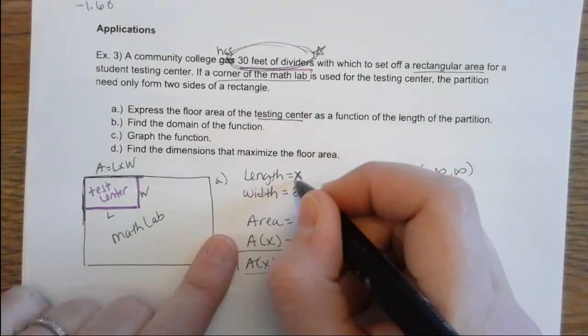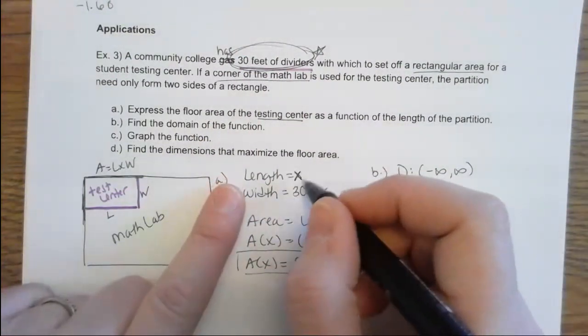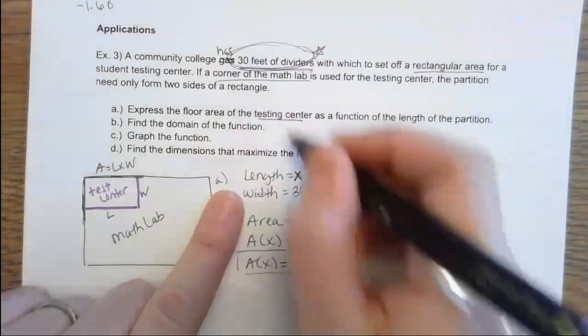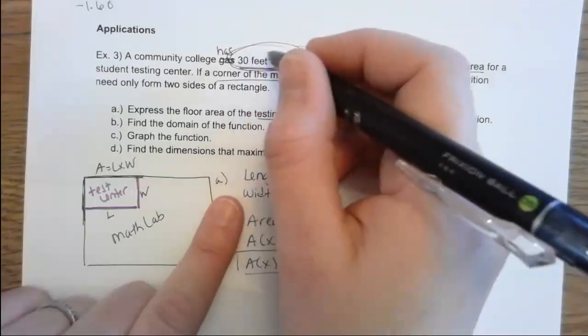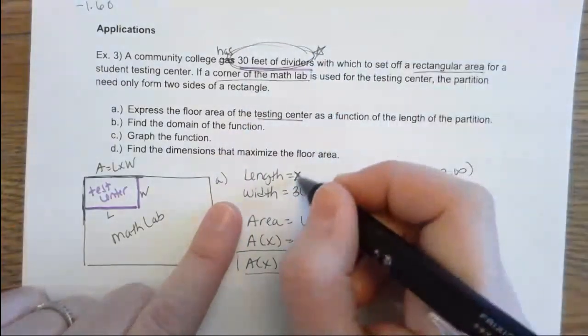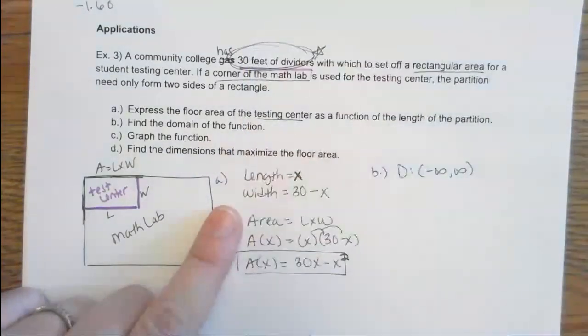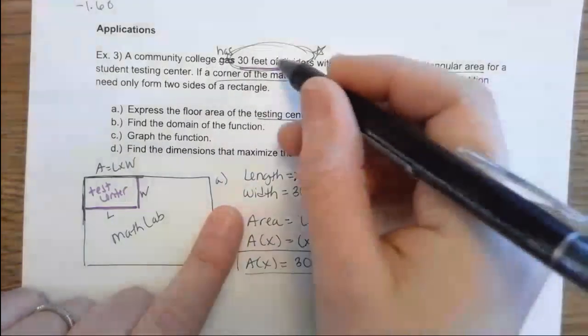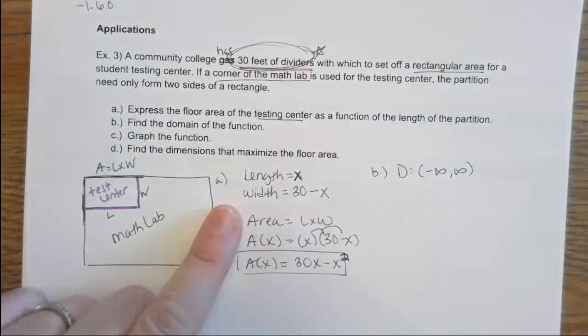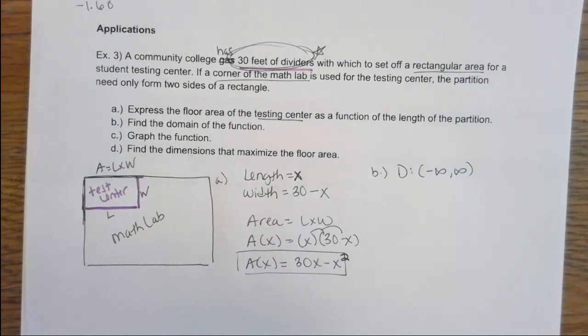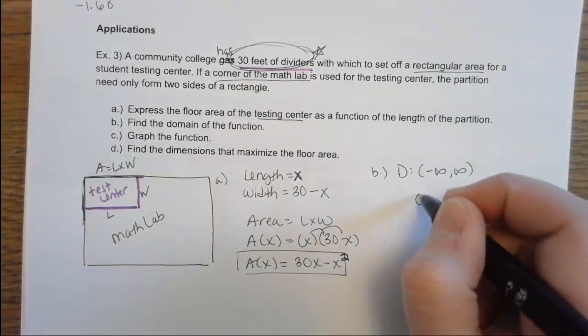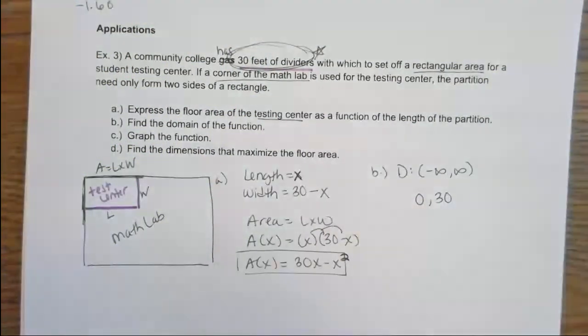So if my length, or my x, is my length here, well, I can have it be at most 30, right? I don't have 60 feet. I don't have 50 feet. I can't have x be more than 30. All I have is 30 feet. Also, I can't have x be negative, right? It doesn't make sense to have negative length. So I am dealing with values between 0 and 30 here.